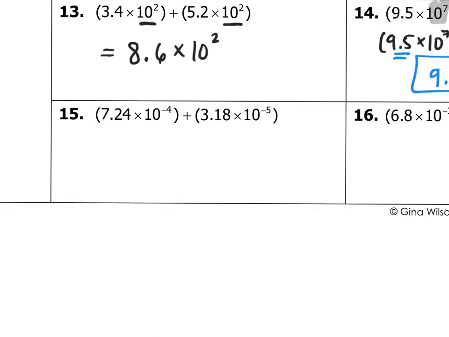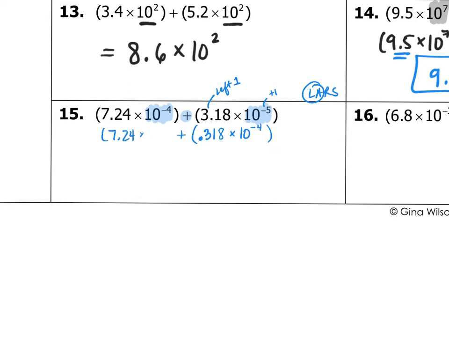So for number 15, again, we do not have the same exponent on the tens. So in order to add them, those do need to be the same. So I'm going to go ahead and make this one become a -4. So I need to add 1 to this, which means I need to move this left 1, because left add, right subtract. So if I move the decimal on 3.18 left 1 to 0.318, that gives me 10 to the -5 plus 1, which is 10 to the -4.